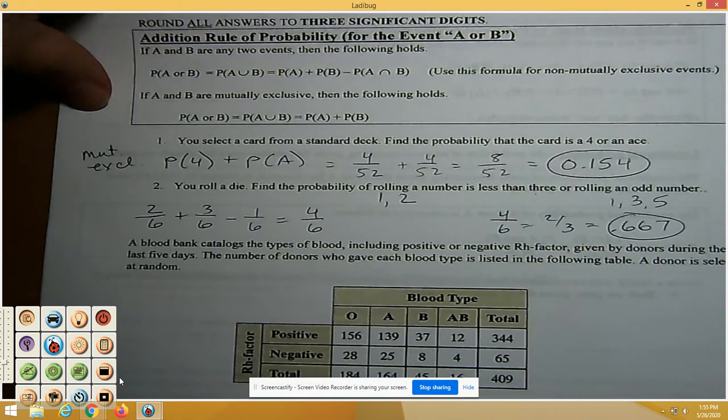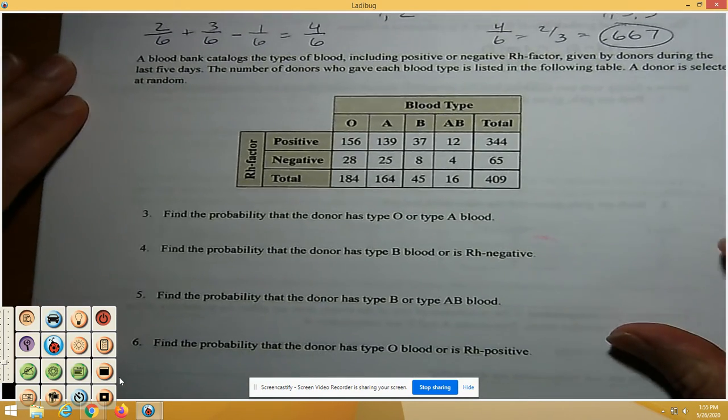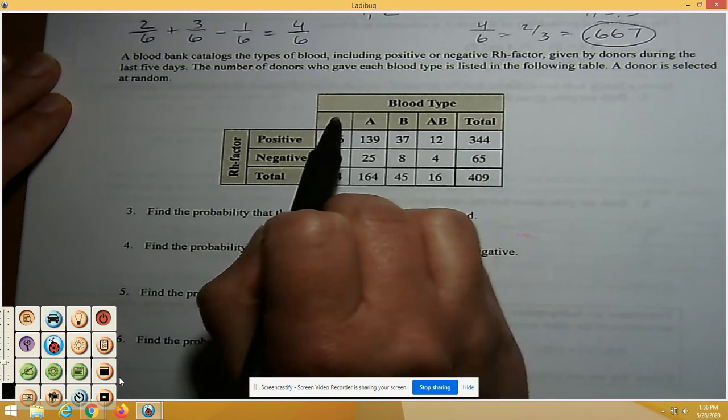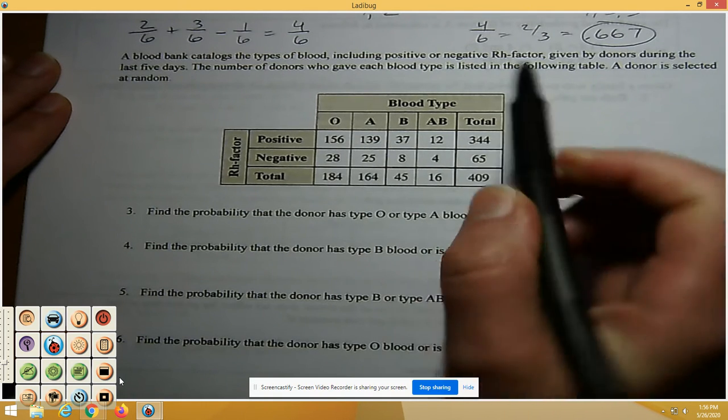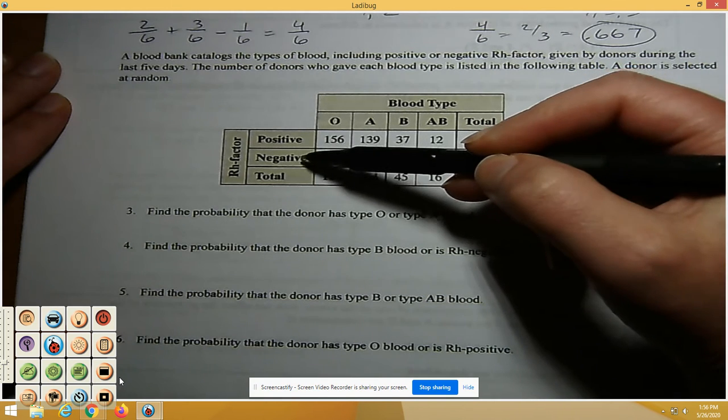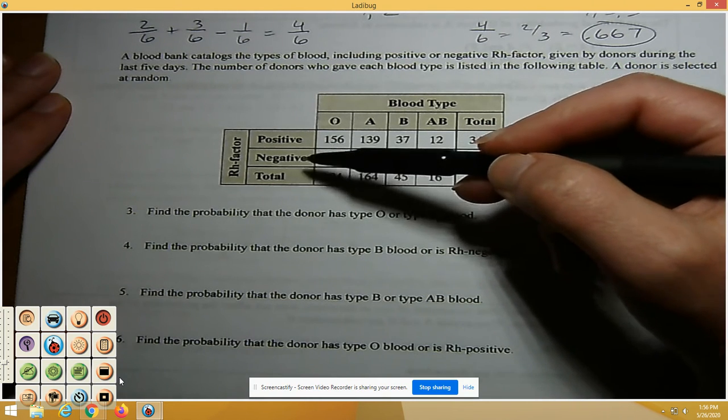The next example is a two-way table. A blood bank catalogs the type of blood, including positive and negative Rh factor, given by donors during the last 5 days. The number of donors who gave each blood type is listed in the following table. A donor is selected at random. So it's a two-way table because one direction, here vertically, you're looking at the blood type, O, A, B, and AB type blood. And then the Rh factor is going horizontal, positive, and negative.